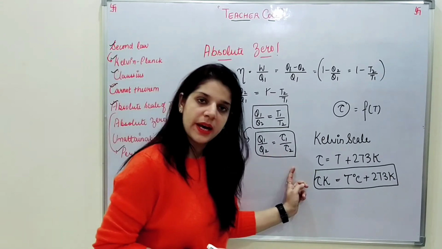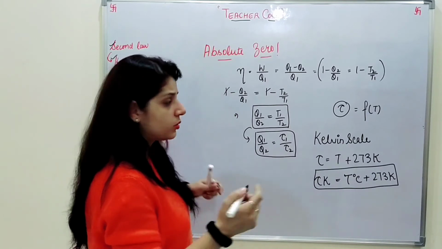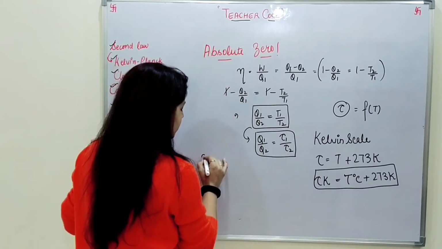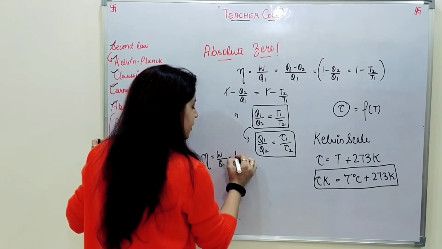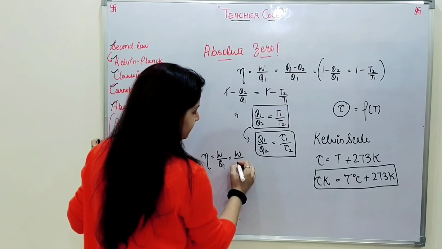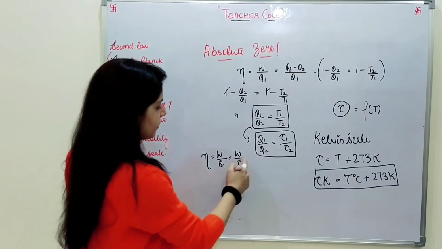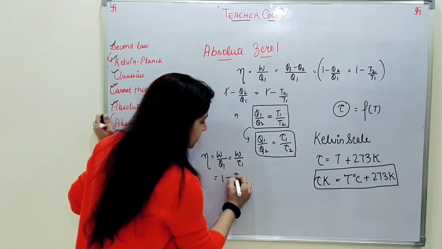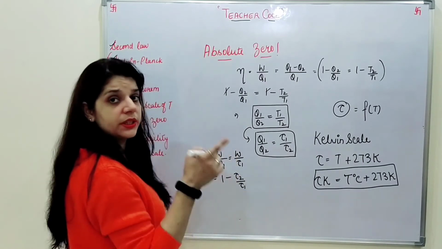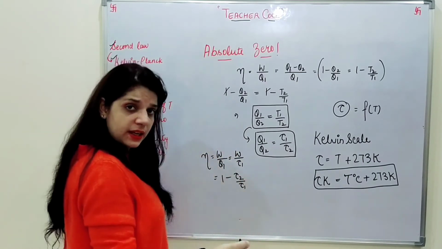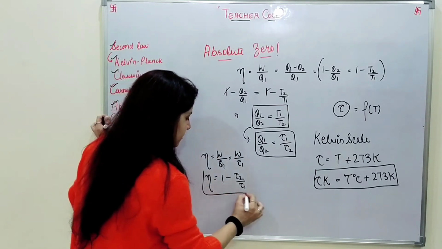Now, tell me one thing. Suppose this is the absolute scale of temperature, and while I am dealing with the absolute scale of temperature, my efficiency will be work done divided by Q1, or it is the work done divided by tau 1, right? Or it is 1 minus tau 2 divided by tau 1, where tau 2 denotes the temperature of the sink in Kelvin scale. So I'll say this is my efficiency.